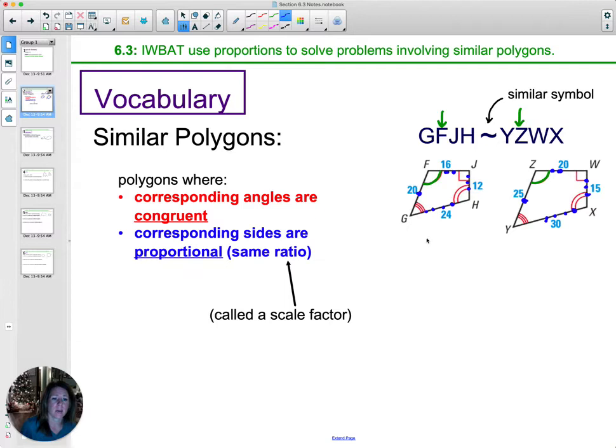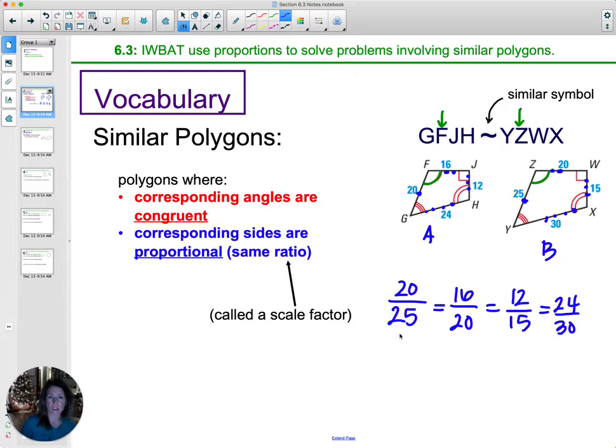So I'm going to put an A over here and a B over here. When we're comparing these sides, we want to take from the same shape. So I'm going to take from the A shape divided by the B shape, so 20 over 25. That should equal 16 over 20, which should equal 12 over 15, which should equal 24 over 30. A quick way to check this would be to divide these in your calculator, and you would get a decimal, and you could easily check that all of these are the same. But if we're looking for the scale factor, we want that to be in reduced fraction form.